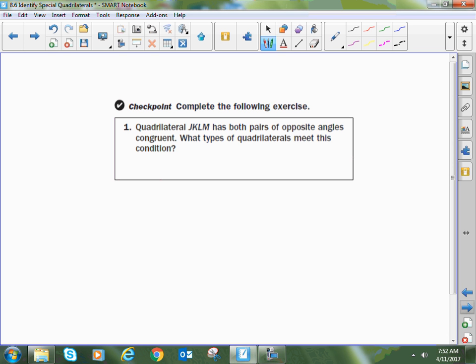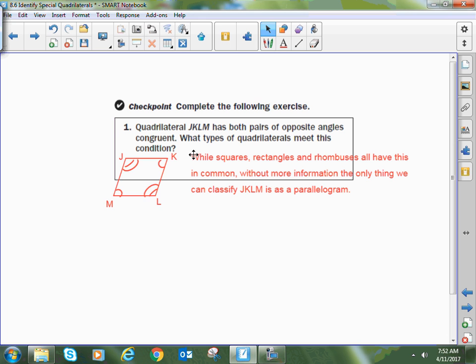All right, so we have quadrilateral JKLM, and we have both pairs of opposite angles that are congruent. Well, what type of quadrilaterals meet that? If both pairs of opposite angles are congruent, that very much says that it is going to be a parallelogram. Rectangles, rhombuses, squares, all of those things have that characteristic, but without any other information, with only knowing that I have opposite angles that are congruent, the only thing I can claim JKLM to be would be a parallelogram.